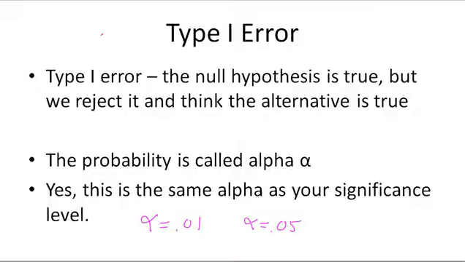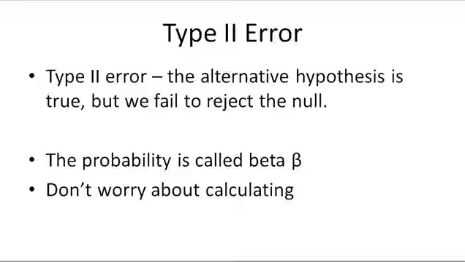Now a type 2 error is when the alternative hypothesis is true, but we fail to reject the null. So the alternative is true. We should have rejected null, but we didn't. Now the probability for this is called beta, which is the Greek letter beta. It kind of looks like a B with a little extra tail on the front there. But don't ever worry about calculating beta. I'm never going to ask you, nor is the AP test ever going to ask you what beta is or how to find it. Just understand that the letter beta does represent type 2 error.